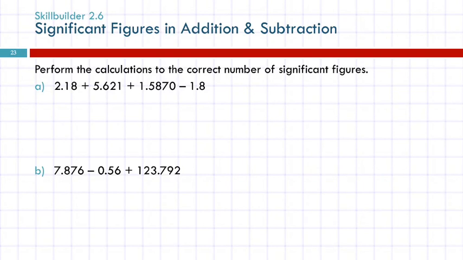Okay, so here's some adding and subtracting problems. On your calculator, just enter this. Don't worry about doing individual steps and writing stuff down. Just punch it through. Your calculator will understand. 2.18 plus 5.621 plus 1.5870 minus 1.8. So 7.588. Your calculator giving you that?